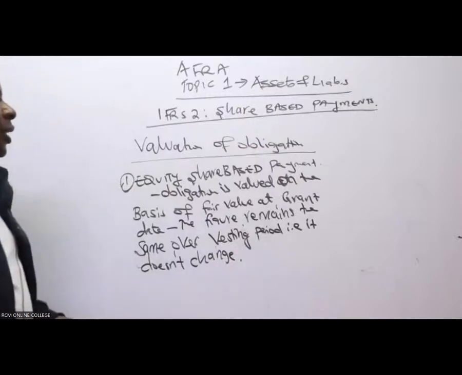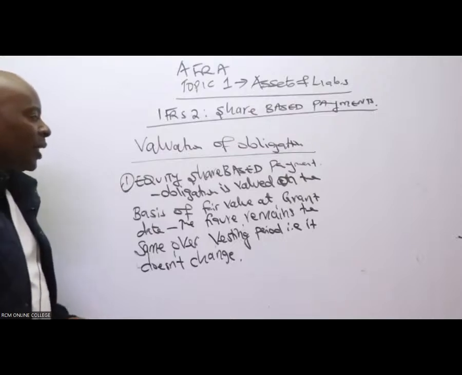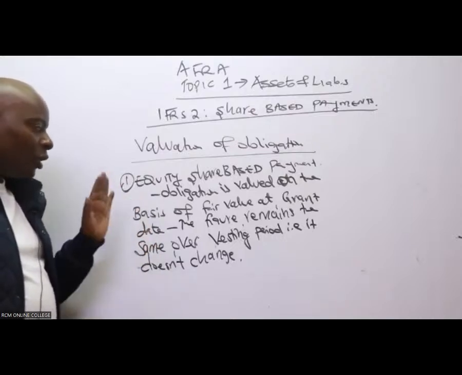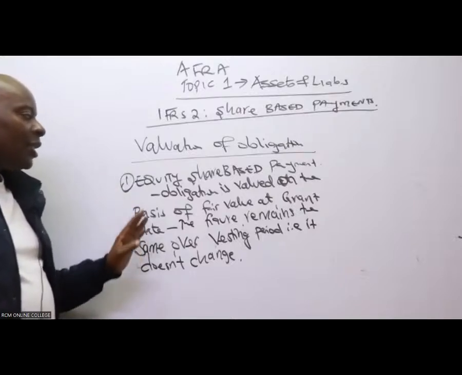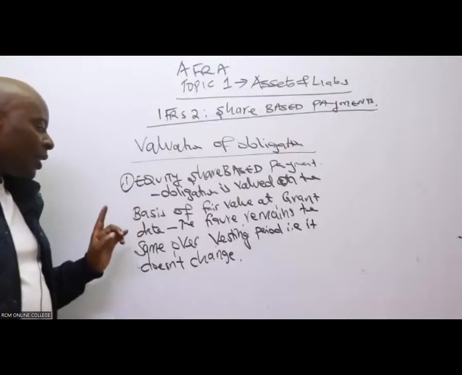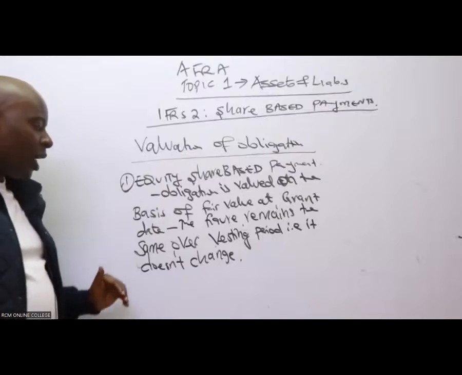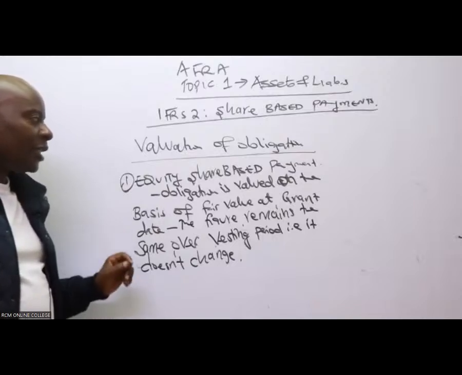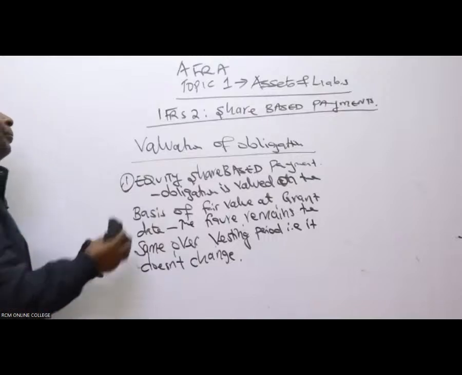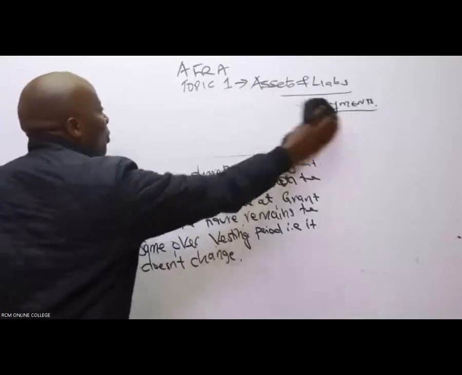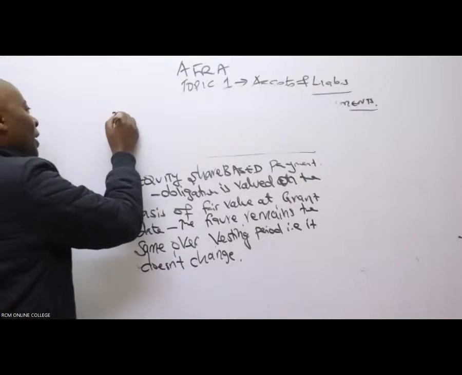So if it's equity settled, or equity share-based payment, then the obligation is valued on the basis of fair value as at the grant date. And this figure will remain the same over the vesting period. It doesn't change. And then now we have cash settled. So number two, we have what we are calling cash settled.